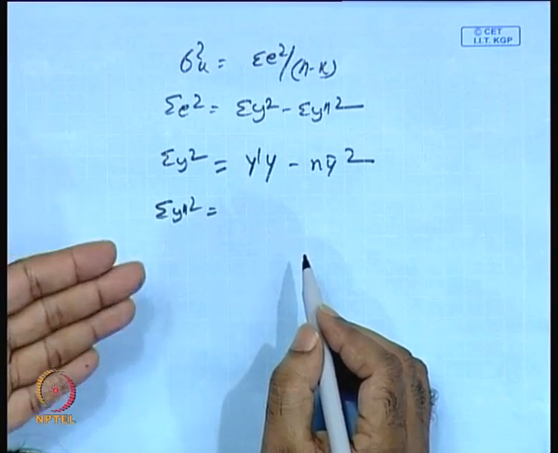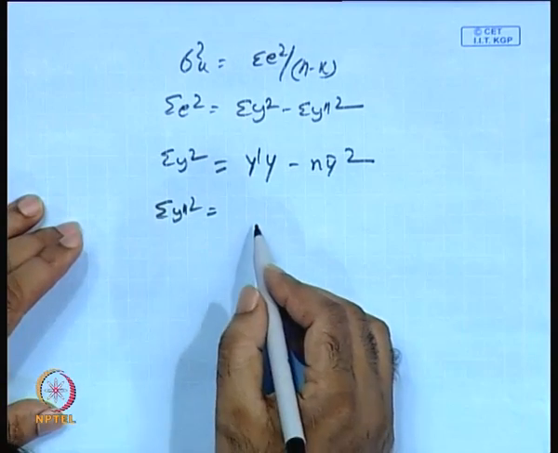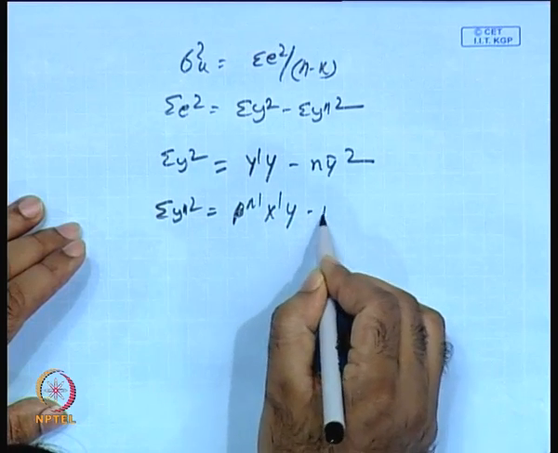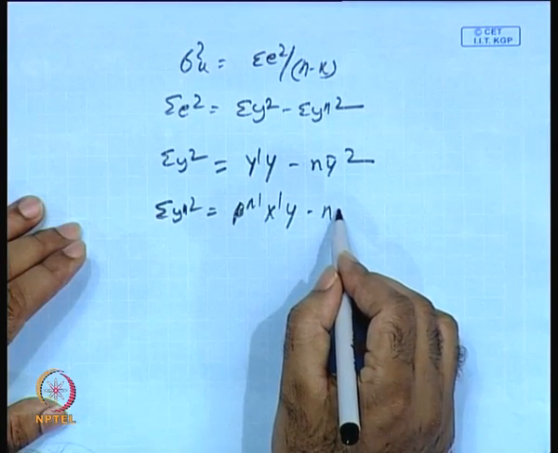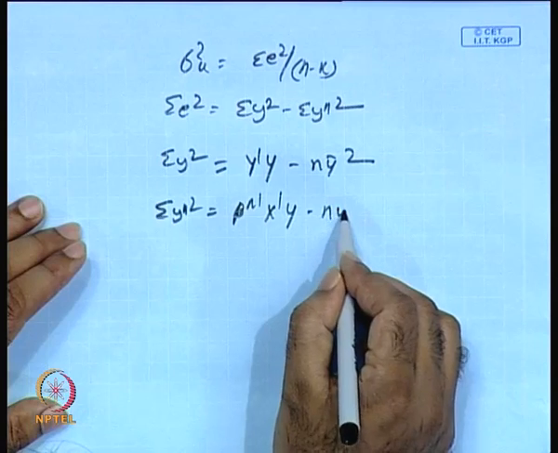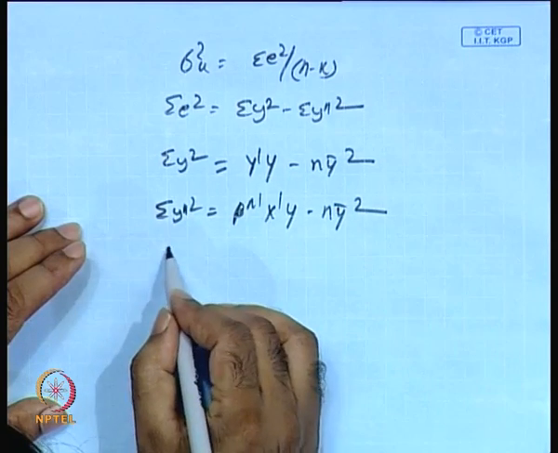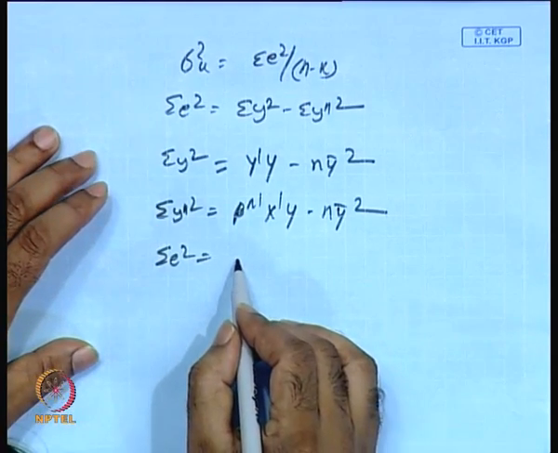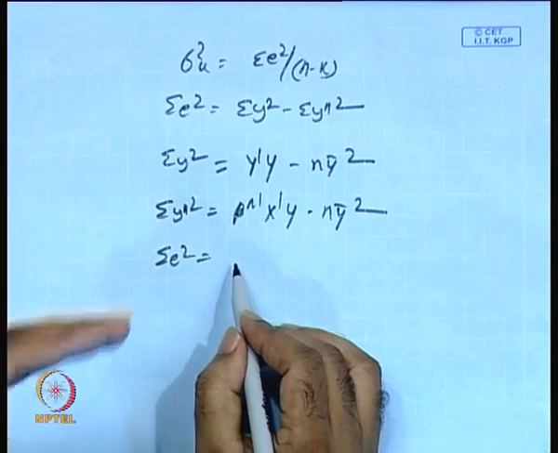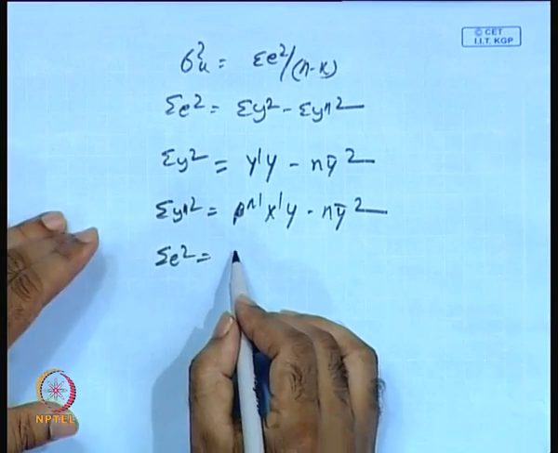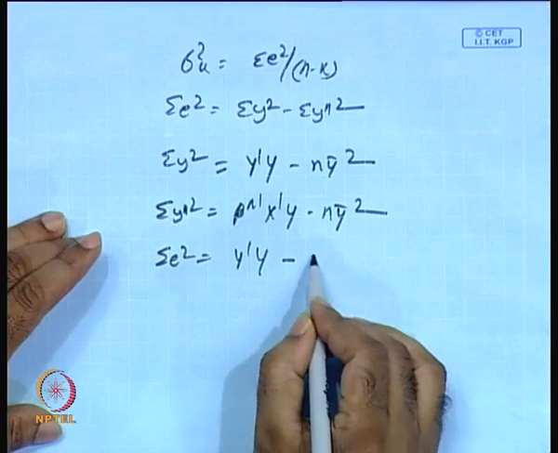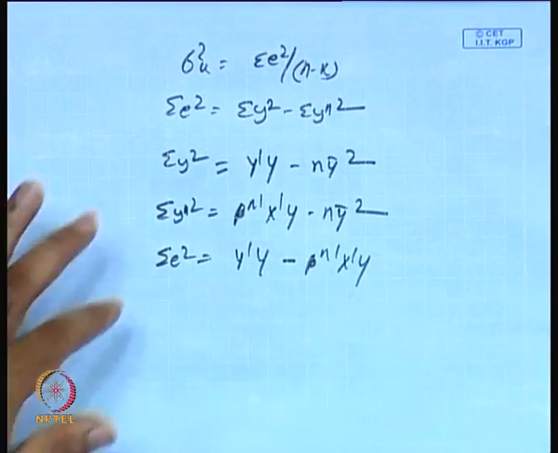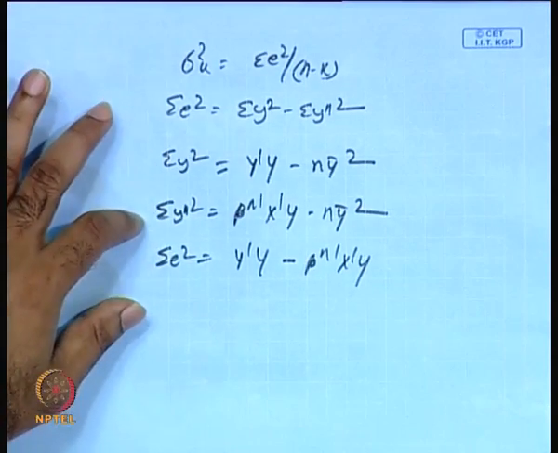Summation y hat square is the explained sum of squares, that is ESS. That will be beta hat transpose x transpose y minus n y bar squares. Then summation e square equals summation y square minus the explained sum of squares, that is the residual sum of squares. That will be y transpose y minus beta hat transpose x transpose y. This is summation e square, this is summation y square, and this is summation y hat square.